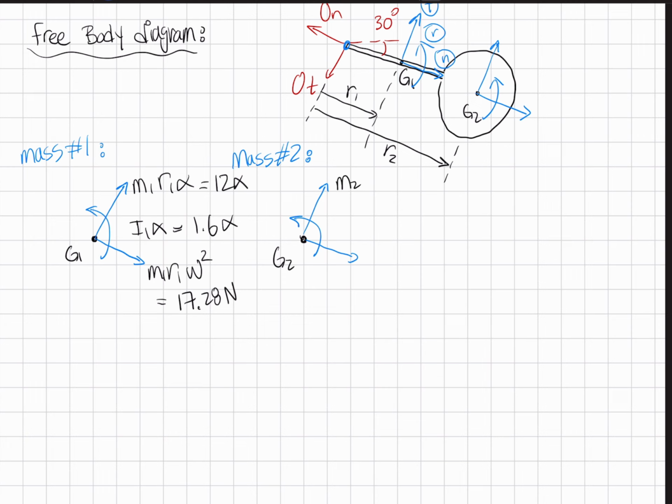Okay, so now zooming in on mass 2, we are looking at the tangential components. Again, it's M2 R2 alpha. The alpha is the same between G1 and G2 because it's a rigid body that's rotating, so you're expecting similar angular accelerations. So M2 R2 alpha gives us the tangential acceleration times the mass. So we have 80 alpha if we plug in all the correct parameters.